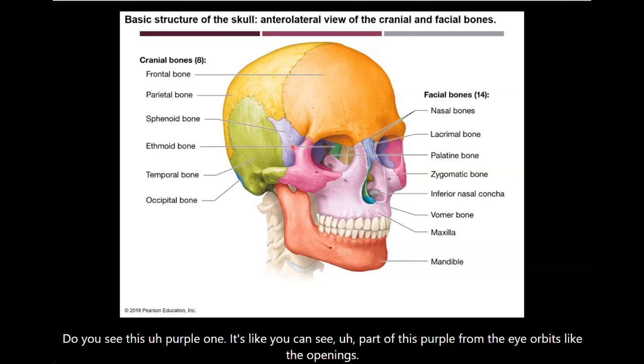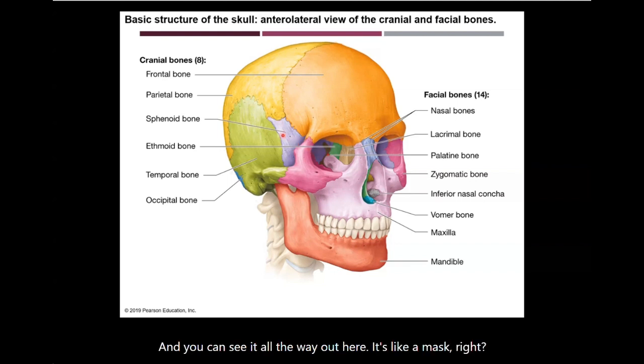Do you see this purple one? You can see part of this purple from the eye orbits, the openings, and you can see it all the way out here. It's like a mask, right? Like an eye mask, right? That one, everyone, is called the sphenoid bone.